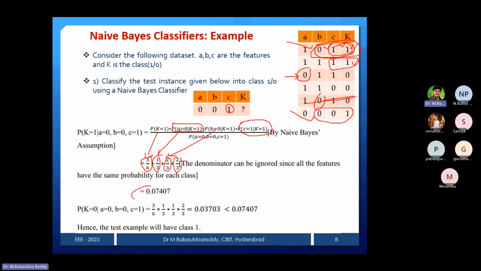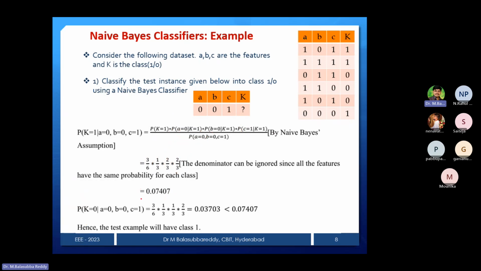Now the probability of getting K is equal to 1 in this data set is 0.07407. This is the value for getting K is equal to 1. In the same manner you do it for K is equal to 0 cases.